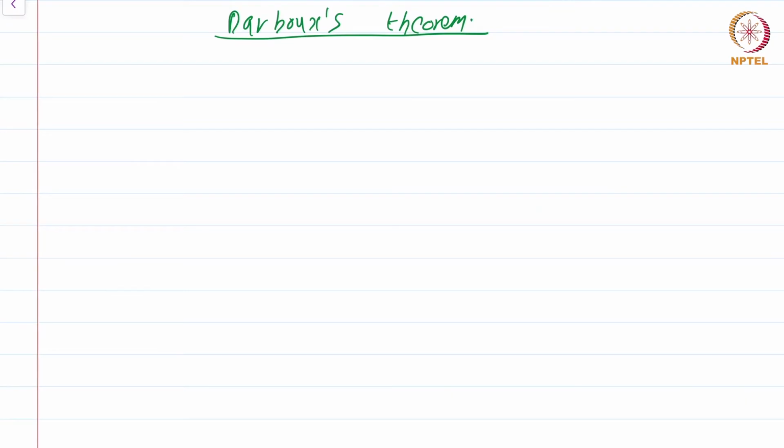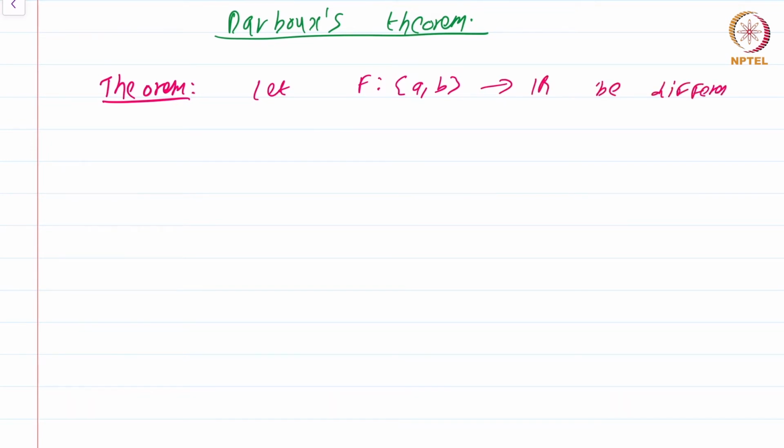I'm going to prove one of my favorite theorems on the derivative. The theorem is as follows. Theorem. Let f from [a,b] to R, a closed interval, be differentiable, including the endpoints, of course.